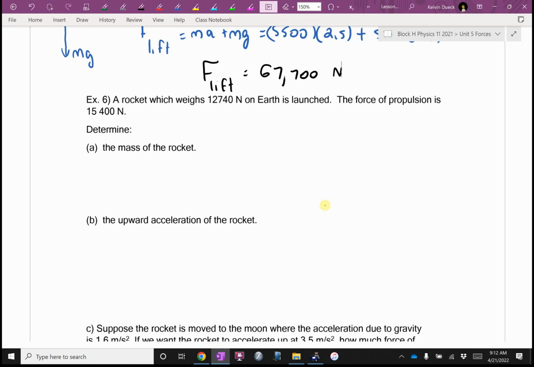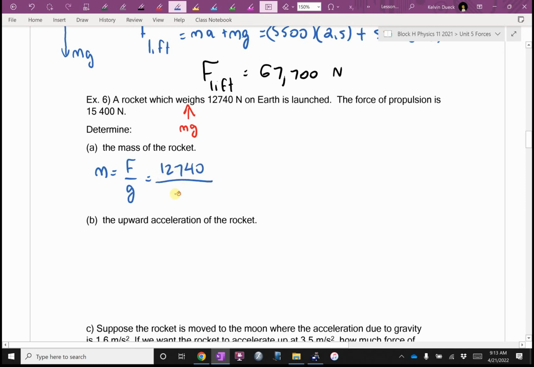Divide what by 9.8? Oh, are you saying that the word weight is another word for mg? Yes, it is. And I'm going to say that over and over. I'll give you a weight, not a mass. So I can say, mass is going to be F divided by g.